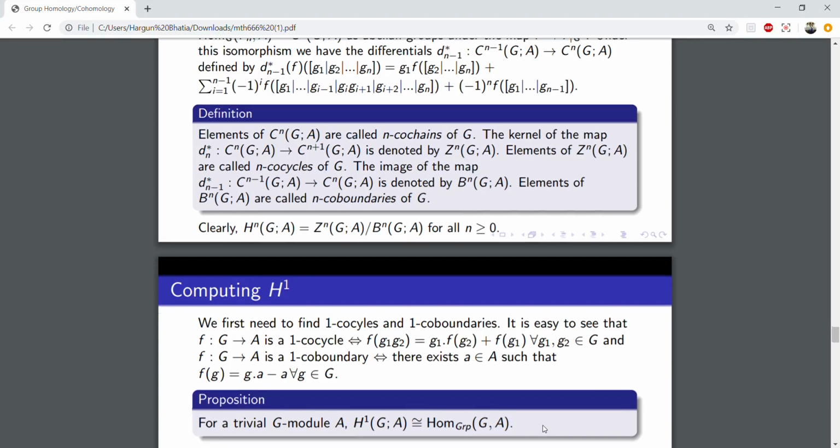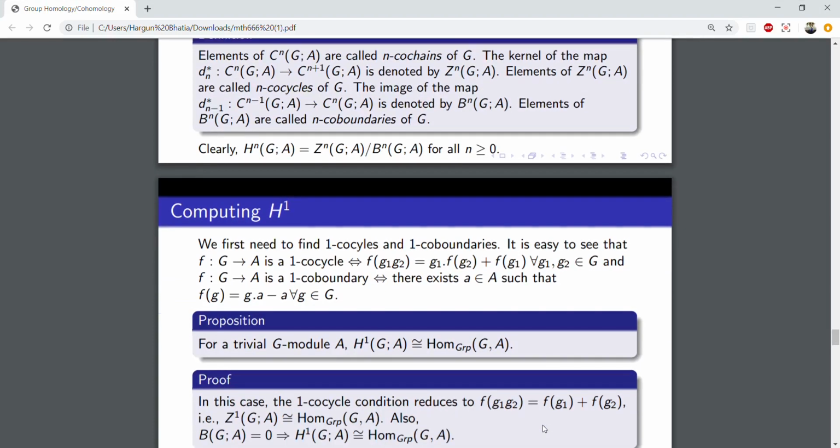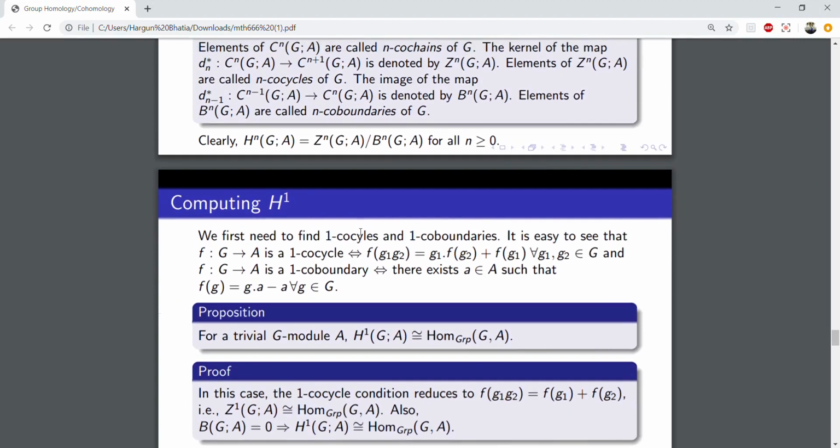Why? Let's look at one cocycles here. The one cocycle condition: notice that since A is a trivial G module, this g1 dot f of g2 is an element of A. The g1 action is just trivial, so this is just f of g2. So f of g1 g2 is nothing but f of g1 plus f of g2. So this is just like a homomorphism of groups. So Z1, all the cocycles, is nothing but all group homomorphisms from G to A.